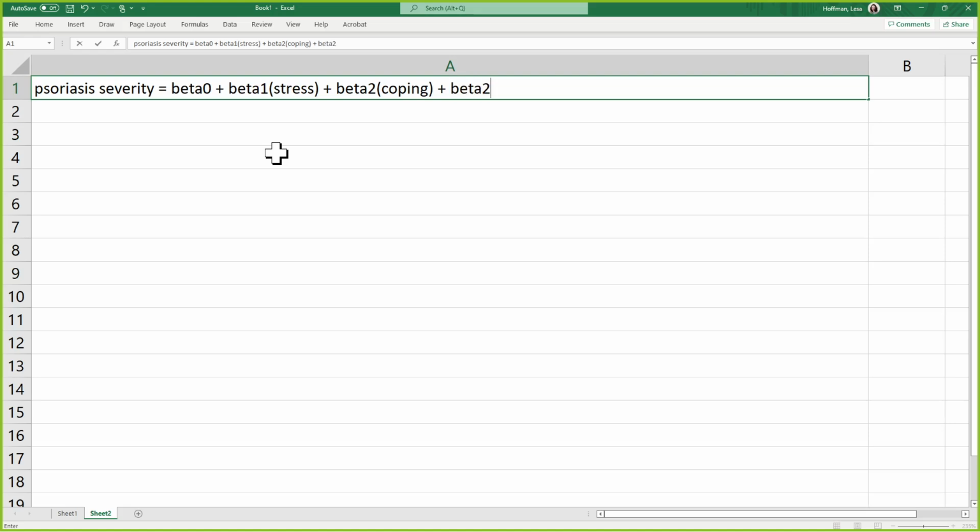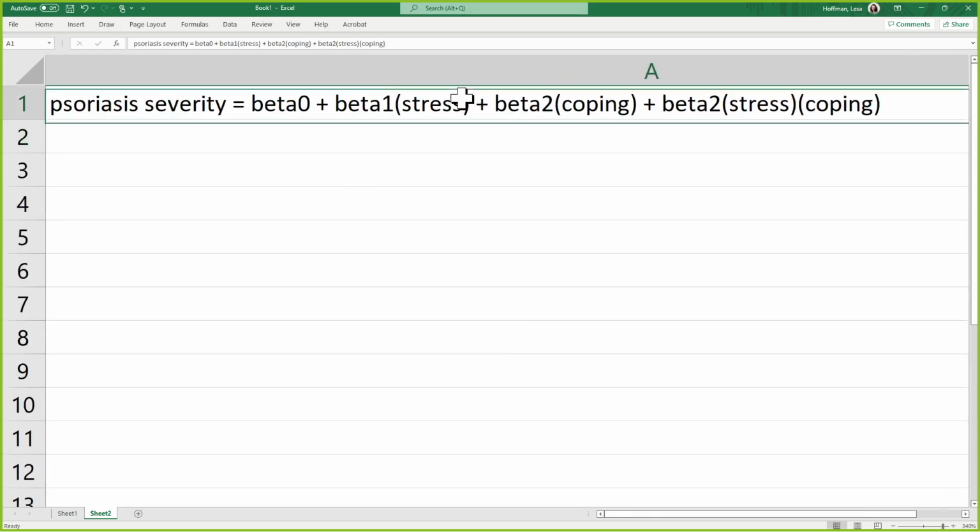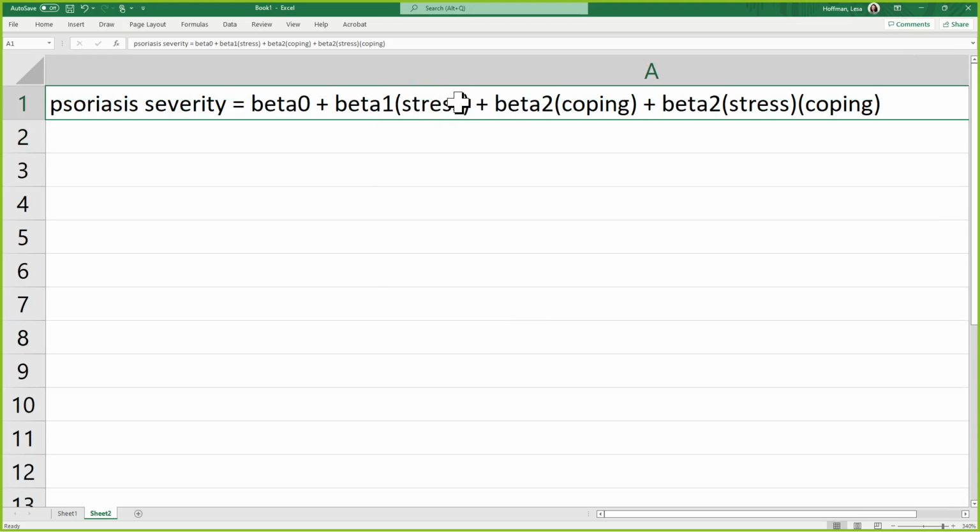So we'll do the same setup here. Stress, coping. So stress is bad for you, right? Can we all agree on that point? I'm going to put my psychology hat back on for today. So in this case, because the outcome is something that's bad, more is worse, I would say that there's a positive slope here. More stress is thought to lead to worse psoriasis severity.